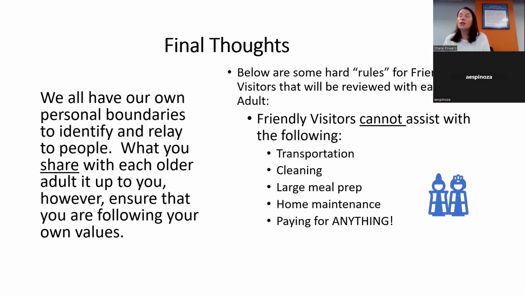Last but not least, please do not pay for anything that is related to the older adult. If there is an activity in which you want to engage with the older adult and there is a fee associated with it, please let NeighborWorks staff know and we will assist you in providing the monetary payment of that fee. If you choose to go out to lunch or to a diner, and you're splitting, please split the check. You can also request funds from NeighborWorks within reason to participate in activities such as that.